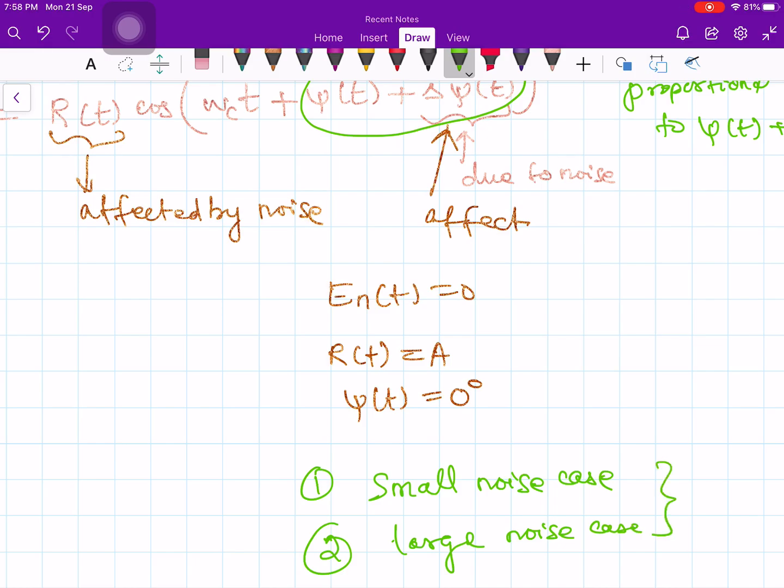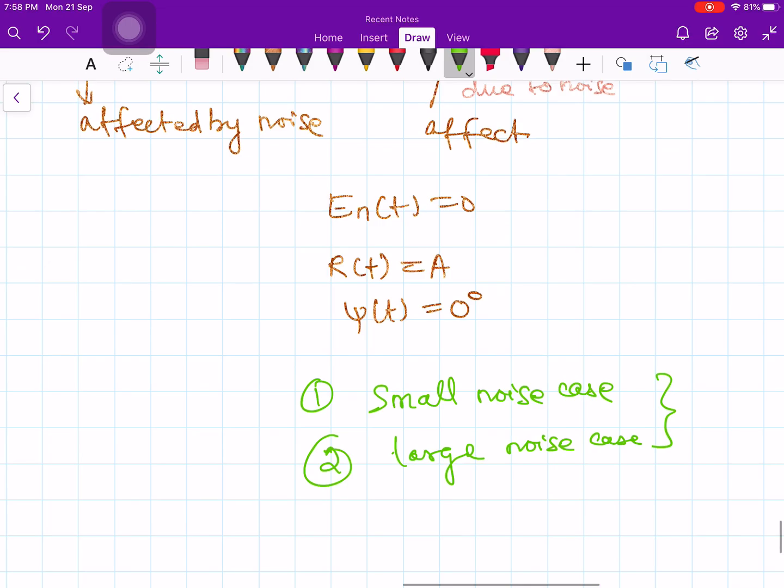Now we will proceed, and a small noise case means what? Your signal power is greater than the noise power, and here the noise power is greater than the signal power. If you don't consider this kind of assumptions, then we will not be able to calculate the output signal to noise ratio easily, so it will be quite complicated. So let me stop at this point. In the next lecture we will consider these things. Thank you very much.